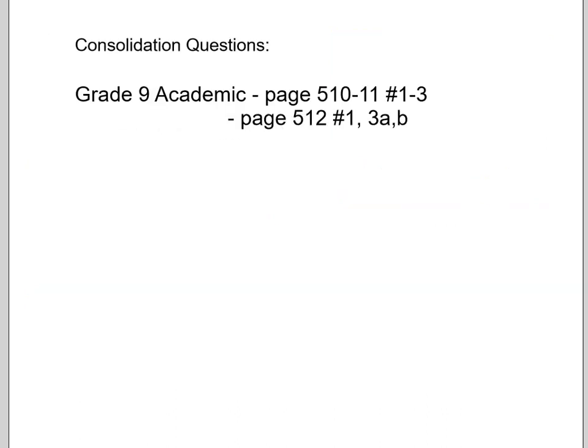Okay, so there's a couple of questions to try in the appendix at the back of the book.